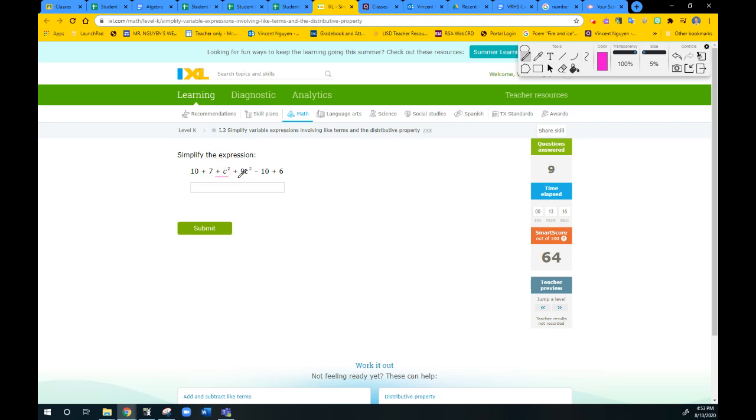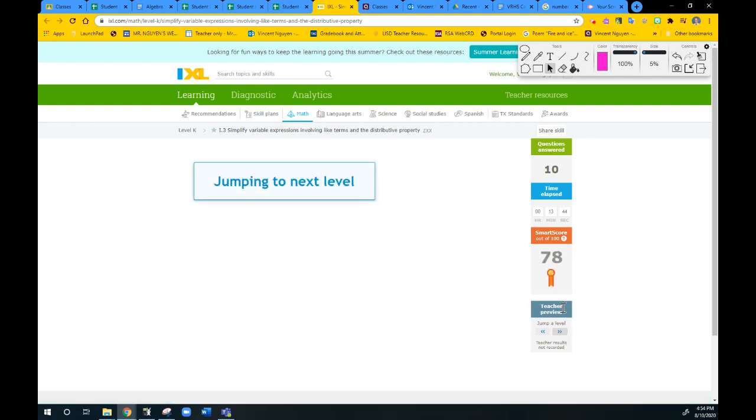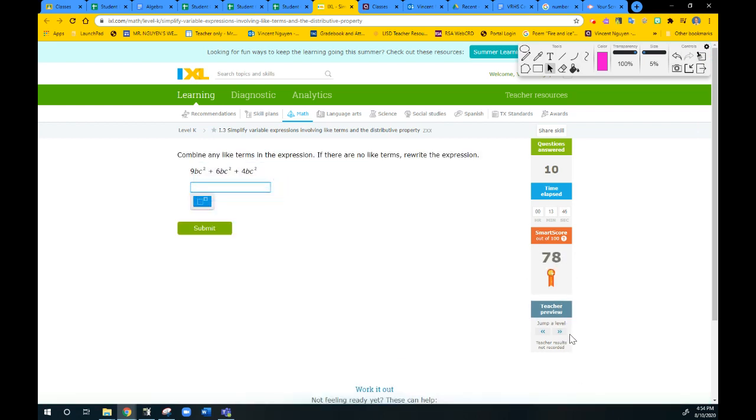Okay, we can do this one pretty quickly. Here's c squared and c squared together. So that's 10 of them, right? And then positive 10 and negative 10 actually give you 0, so they can cancel. And then 7 plus 6 is 13. So my answer here is 10c squared, move down, and then plus 13. Submit. Very cool.